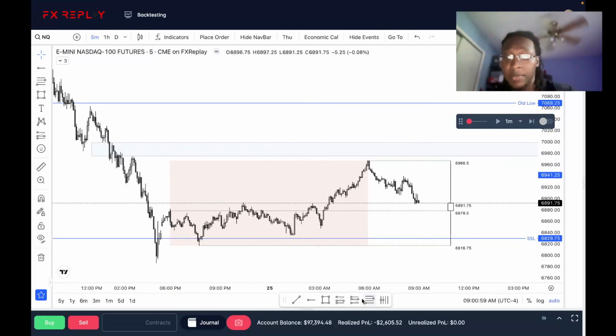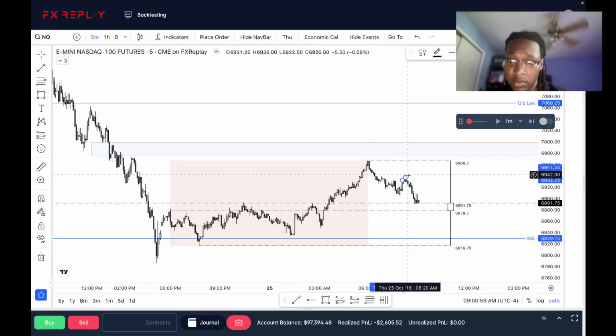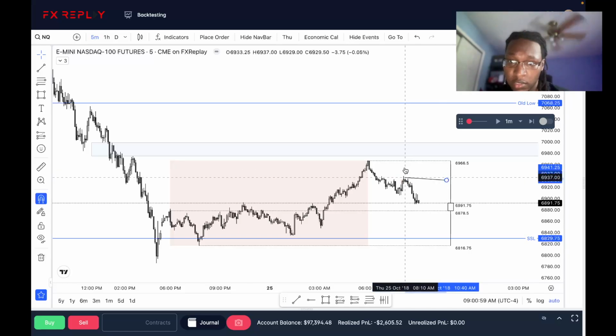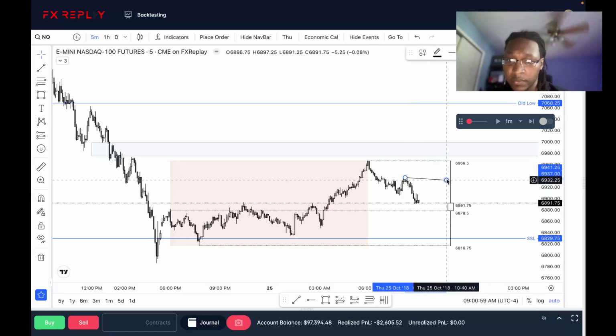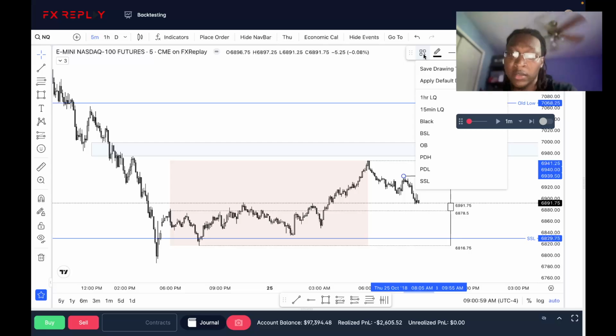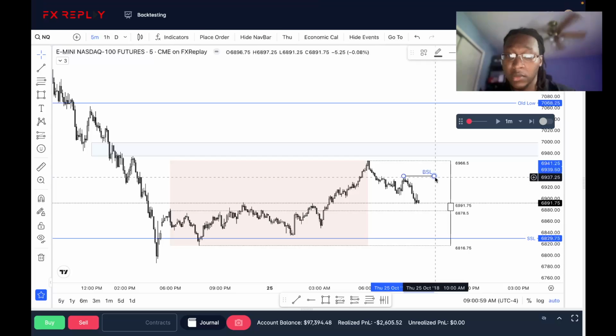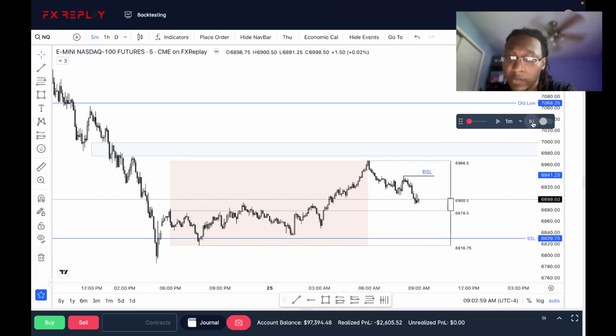Now, one of two things can happen. We can either take out the high of the range or this high and potentially reverse if price is truly bearish. Let me get that right on it. There we go. If price is truly bearish, then we're going to run out this buy side liquidity here, form a change in state of delivery, and then push lower. So let's see what we do.